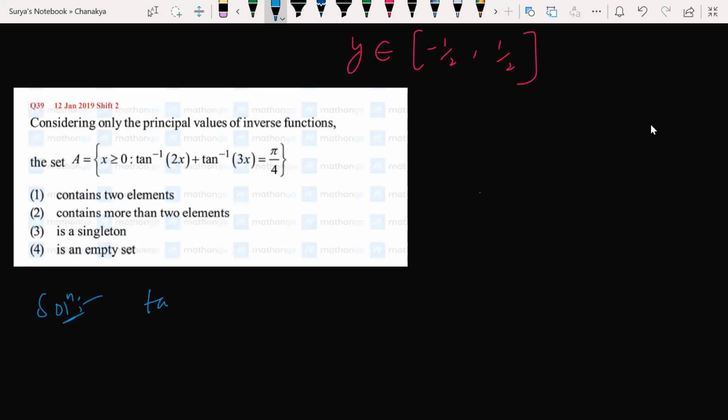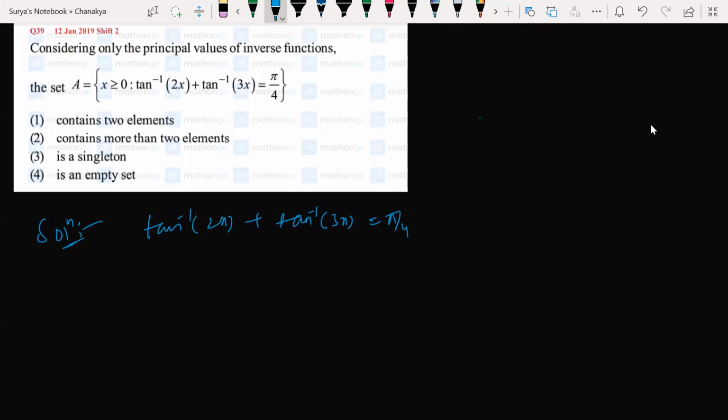See, tan inverse of 2x plus tan inverse of 3x. I think the present CBSE 12th students might not get this question, because they have not done inverse trigonometric functions. No problem, but still, let me teach you. Look at this here: tan inverse of 2x plus tan inverse of 3x. So how can you write this using the formula tan inverse of a plus tan inverse of b equals tan inverse of a plus b over 1 minus ab? So 2x plus 3x, which is 5x, divided by 1 minus 6x square.